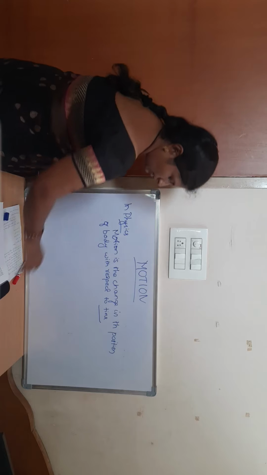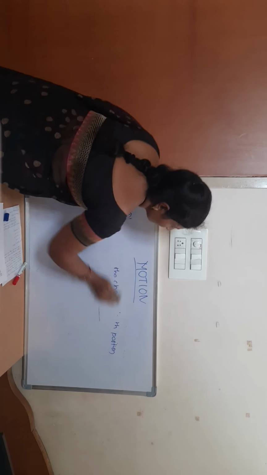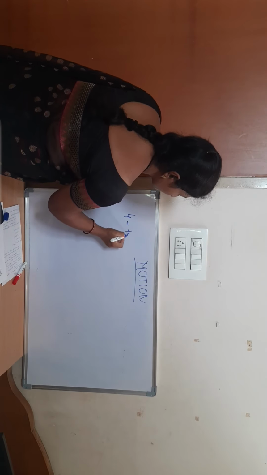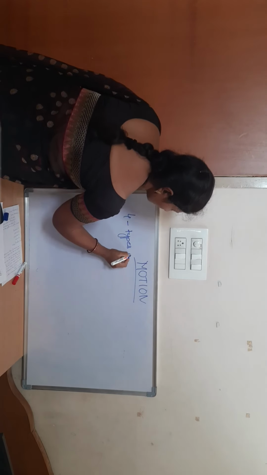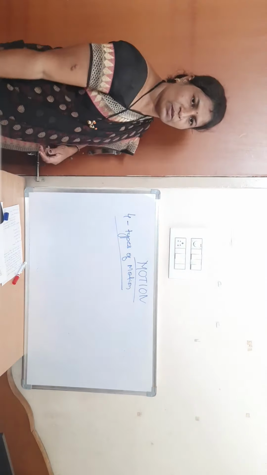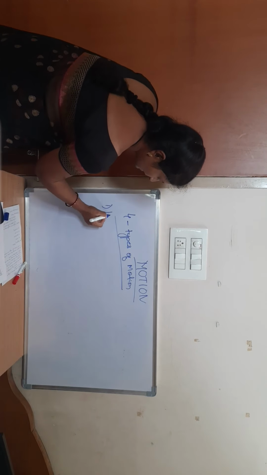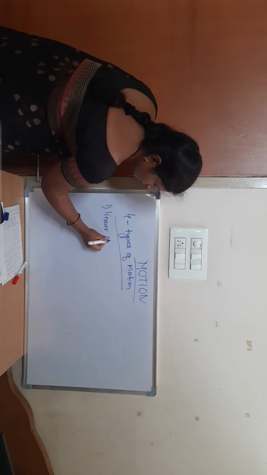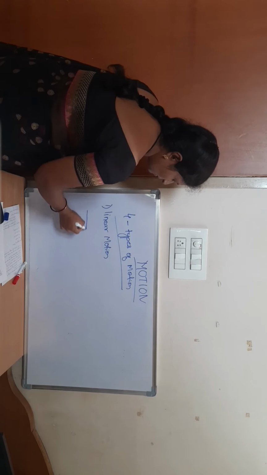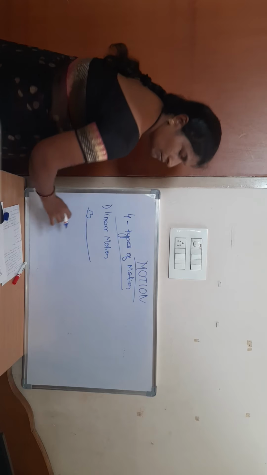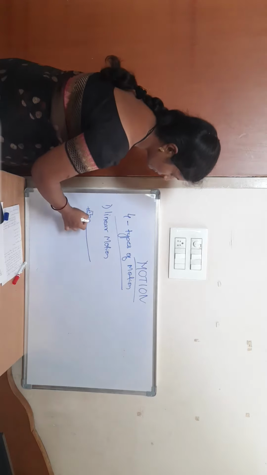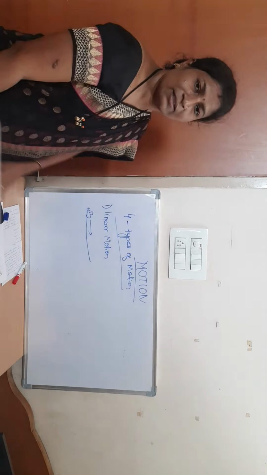Now we learn about the types of motion. There are 4 types of motion. What are they? First is linear motion. What is linear motion? Suppose you are driving a car. Mostly roads are straight. Driving a car on a straight road is called linear motion.